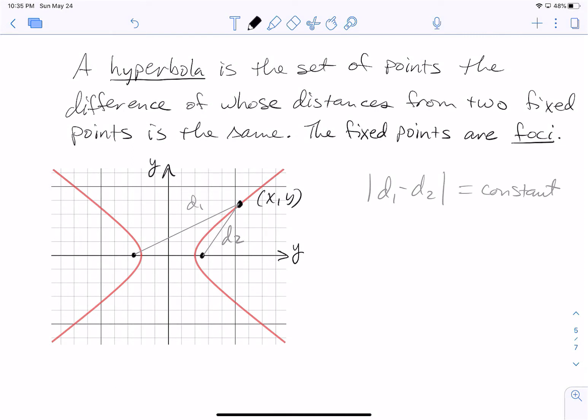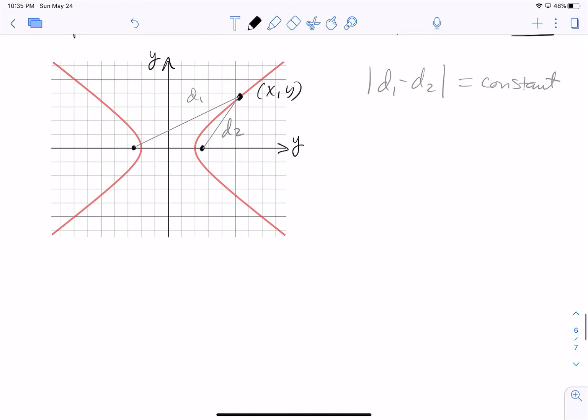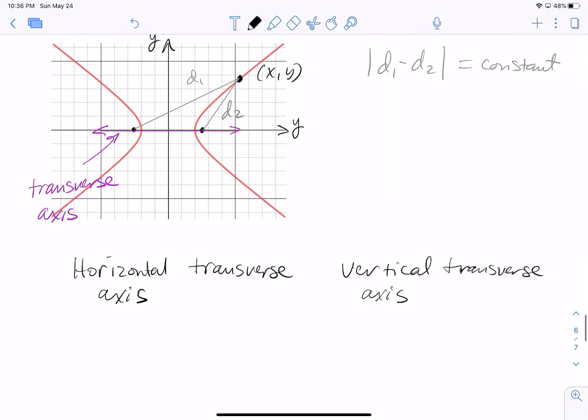The development is almost identical to that of the equation for an ellipse, so I'm not going to develop the equation for you, but what I will do is write them down. First, we need the idea of what's called a transverse axis. The line that goes through the center and the two foci is called the transverse axis. Now we can have a horizontal transverse axis or a vertical transverse axis.